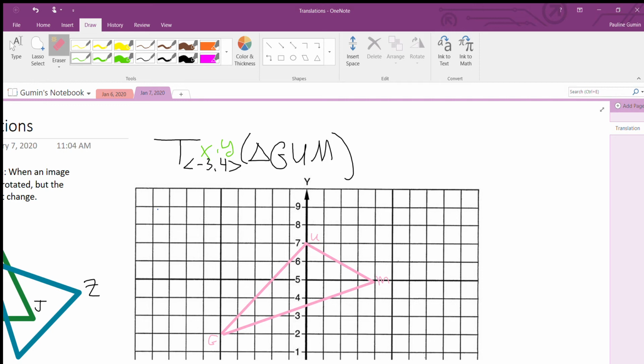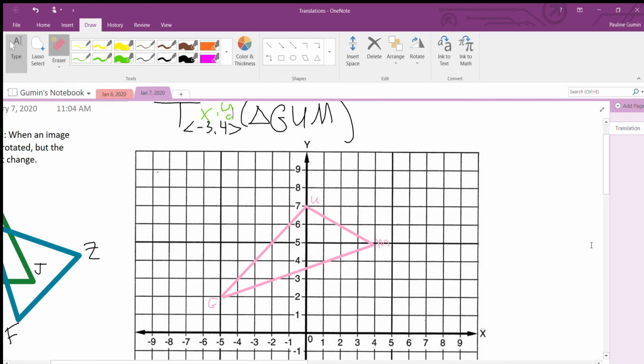The -3 in the place of x's means we're going to take all of the x's and move them to the left 3. The +4 in the y's, meaning we're going to take all the y's and move them up 4. So let's create this new triangle.